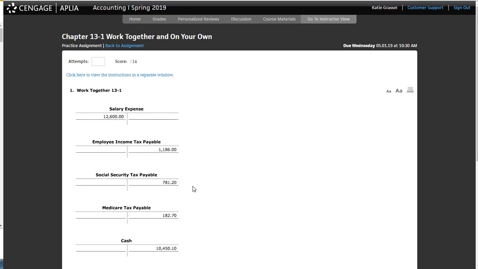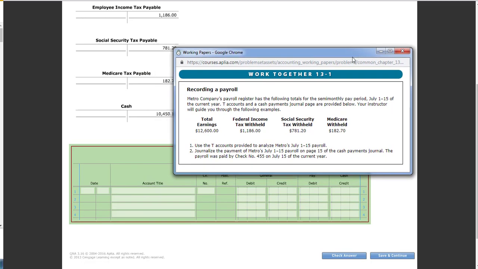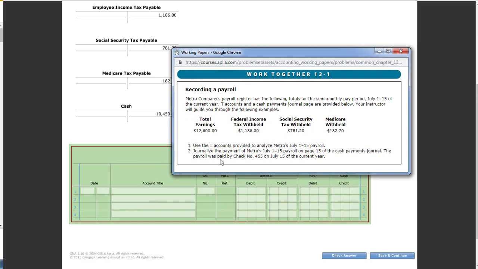So now guess what we're going to do? Journalize. Now, we know we're crediting cash, so therefore our journal must be our cash payments journal. When we look at our directions, they tell me right here to journalize the payment of Metro's July 1st to 15th payroll on page 15 of the cash payments journal, and the payroll was paid with check 455 on July 15th of the current year.